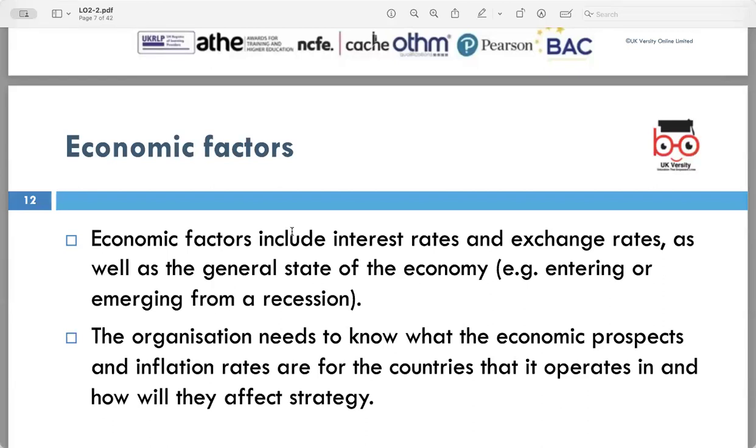It is imperative for companies to possess a comprehensive understanding of the economic prospects and inflation rates of the nations in which they work, as well as the strategic implications that these factors will have.